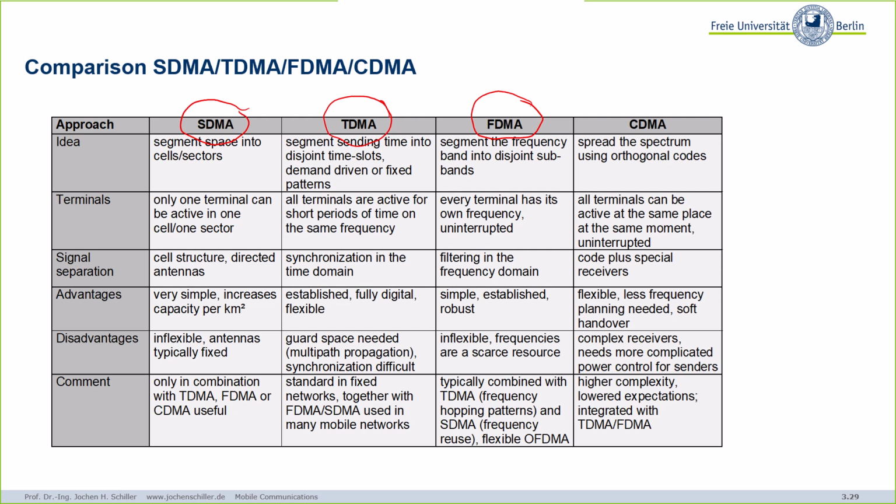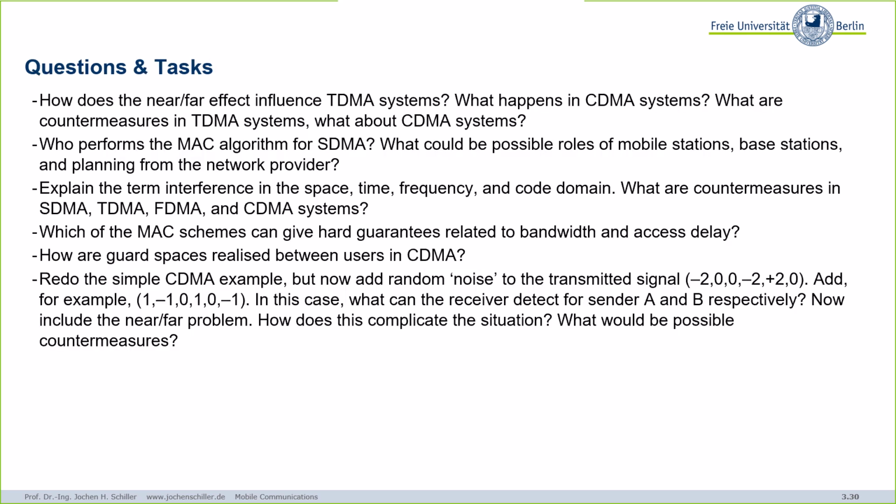Okay, so coming to the questions. We saw several effects, like, for example, this near-far effect: mobile stations closer and further away with respect to the base stations. So first of all, how does this influence TDMA systems? If you are closer, if you are further away, think of TDMA systems. Do you have any idea what happens in TDMA systems?